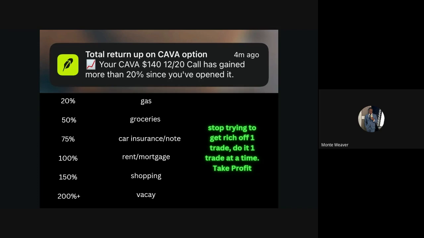200% plus, that's the vacation that you want every quarter, or that vacation that you want every month, or that vacation that you want for Christmas coming up with the family. That's what that gives you. But you have to be disciplined and you have to be able to take the 20% off of the table. Stop trying to get rich off of one trade and do it one trade at a time. Take profit. It's okay to take 20%. It's okay to take 30%.